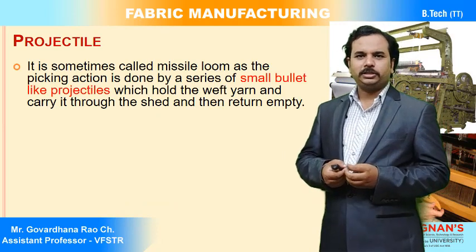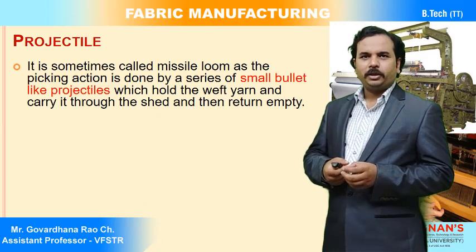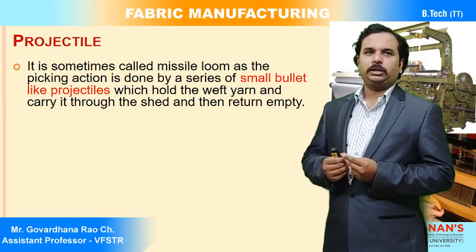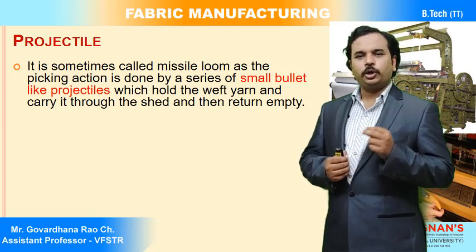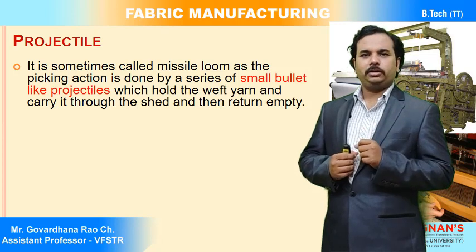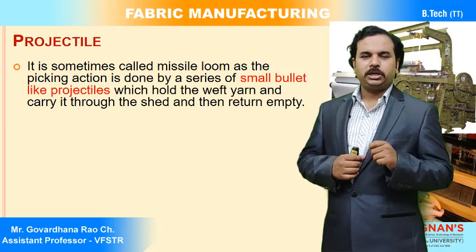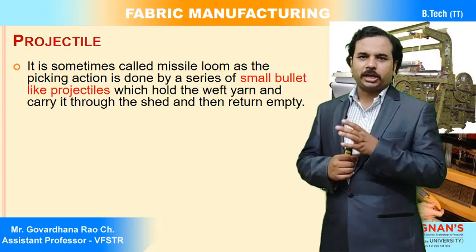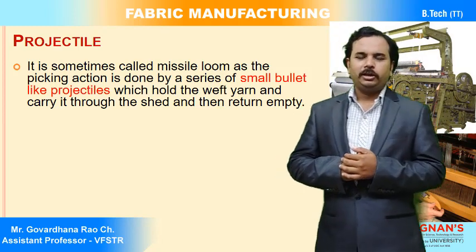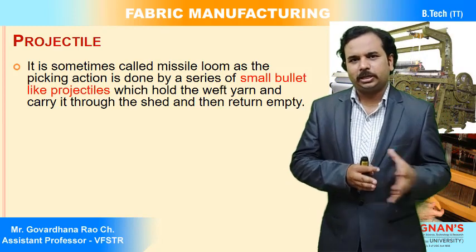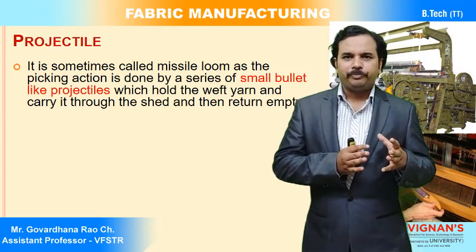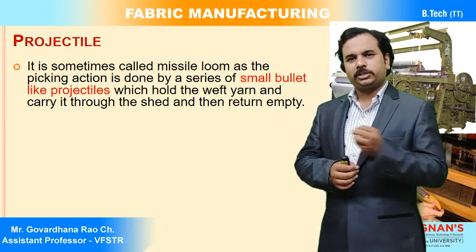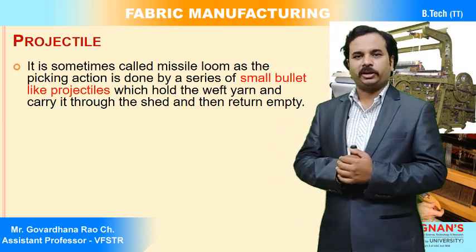So projectile means, as you have seen already, a small bullet-shaped element which is going to hold the weft yarn with the help of grippers, and the projectile will be sent from one side to the other side, similar to shuttle weaving. But the picking mechanism and the component or element which is transferring the weft yarn from one side to the other side is different.